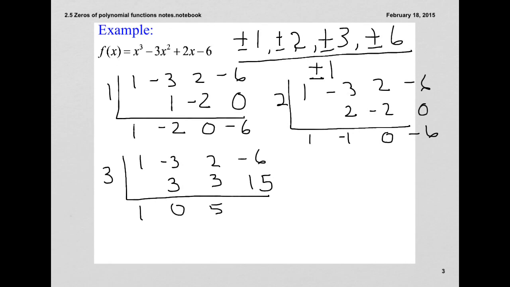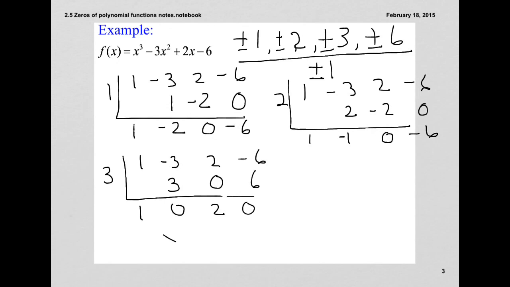I need to go back and look at that problem because I made a mistake. When you multiply 3 times 0, it's 0, not 3. So let's fix this up and try again. 3 times 0 is 0. 2 plus 0 is 2. And 3 times 2 is 6. Negative 6 and 6 is 0.